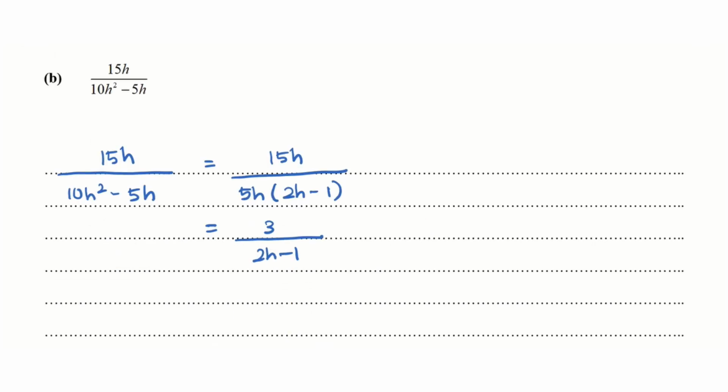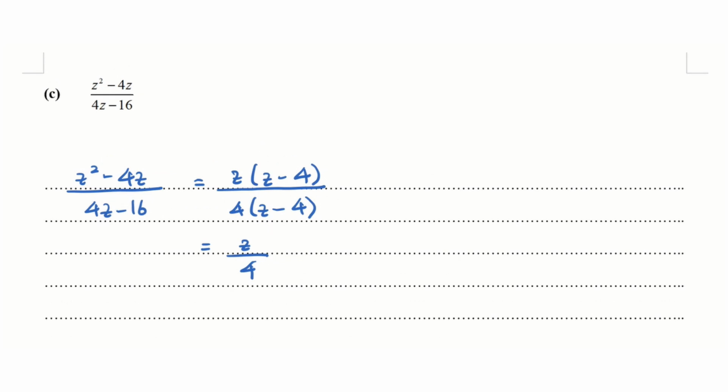Next, in part B, instead of factorizing the numerator like in part A, we will factorize the denominator instead, because that is where we have the plus minus sign. So 10h squared minus 5h, when we do our factorization by extracting common factor, we will extract out 5h, hence we get 5h times 2h minus 1. And then after that, we can actually cancel away the h. Then between 15 and 5, we can divide both of them by 5. So we are left with 1 here and 3 at the numerator. Hence, we are left with 3 over 2h minus 1.